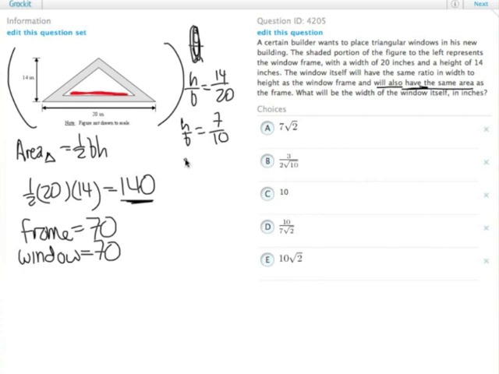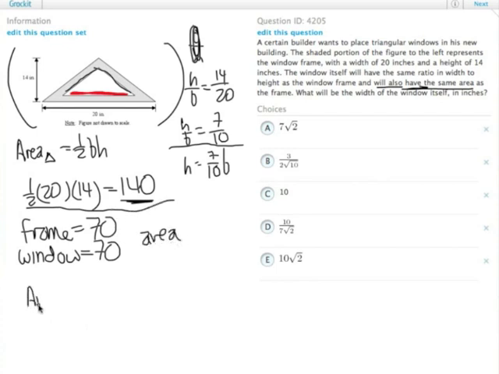And from there, we know that the height equals 7/10 of the base. So that's the ratio of the big unit as well as the ratio of the smaller window. We don't know what the actual numbers are, but we know what the proportions are. Okay. Now, we know that the area of the, so these are both the areas right here.